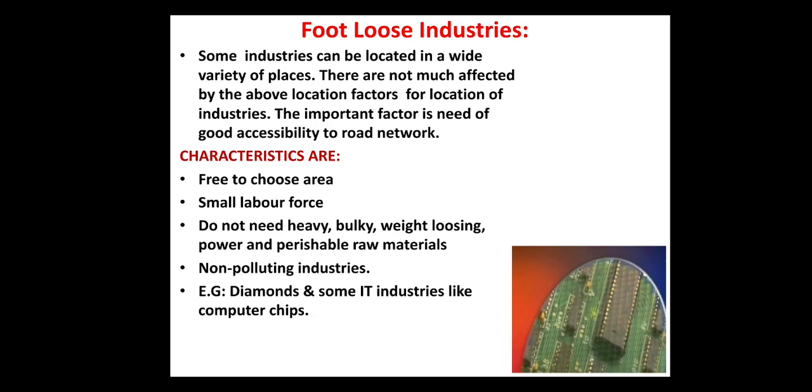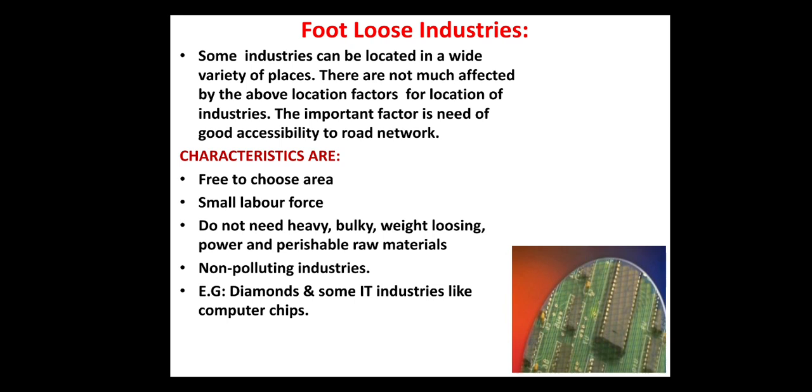Another topic that we have to study is footloose industries. Above, we studied the different factors that affect the location of particular industries in the world. In the world we have some industries that can be located in a wide variety of places. They can be located in any place in the world. Why? Because they are not much affected by the above mentioned factors. We already discussed the factors affecting the location of industries. For the iron and steel industry, the main factor is source of raw materials. They have to locate near the source of raw materials.